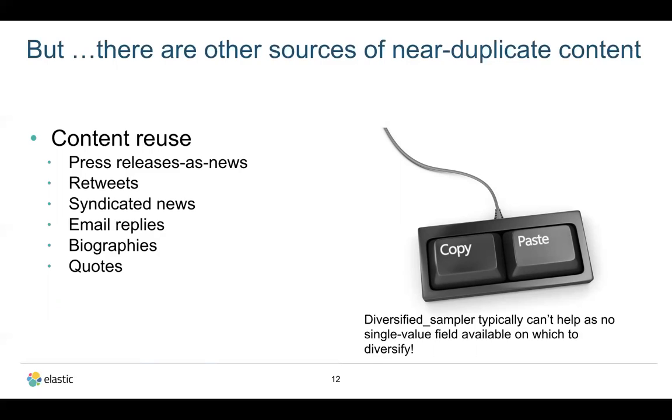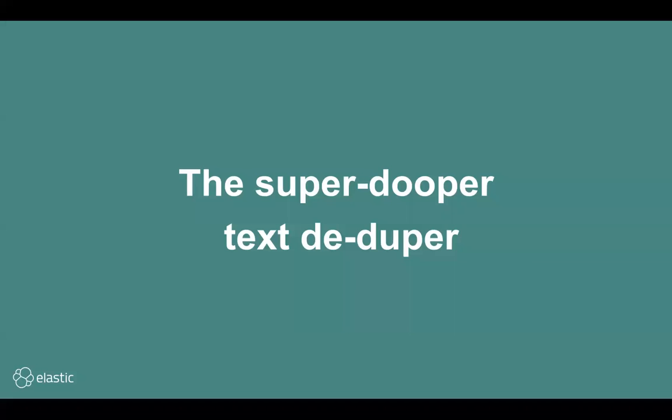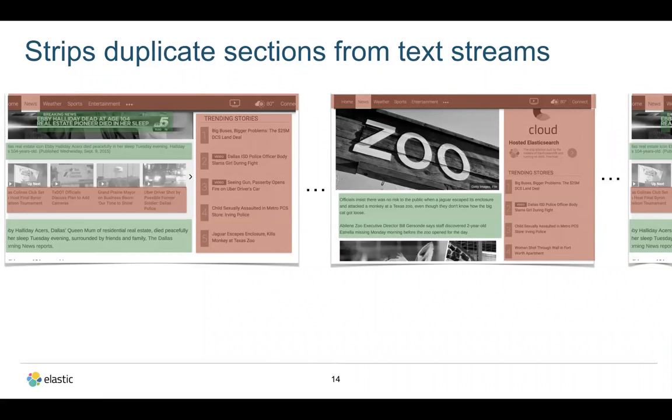You get retweets, syndicated news. If you reply to people in email chains, it tends to include a copy of everything they just sent to you in the reply. When people are quoted or represented in articles, often there's a cut and paste of their biography or quotes that they might have had. So the diversified sampler tackles some of the problems, but it doesn't tackle all of them. But we do have a function which, I've called it super duper text deduper. It's an internal part of the significant text aggregation, which is going to do deduplication for us.